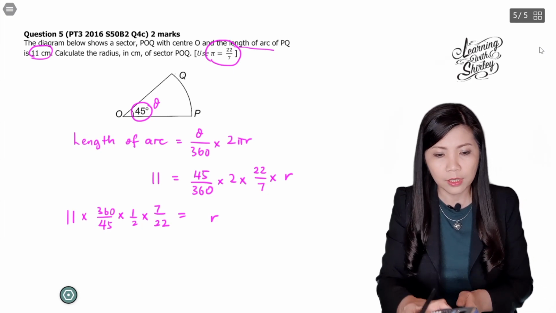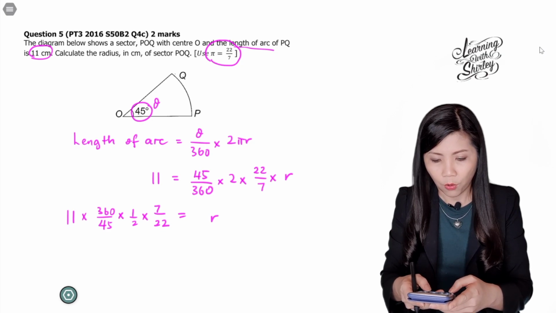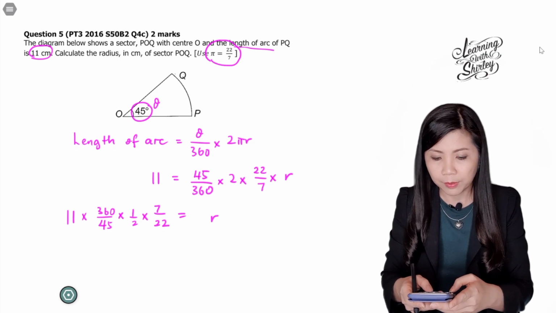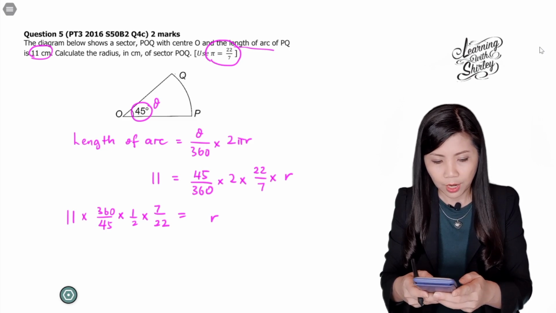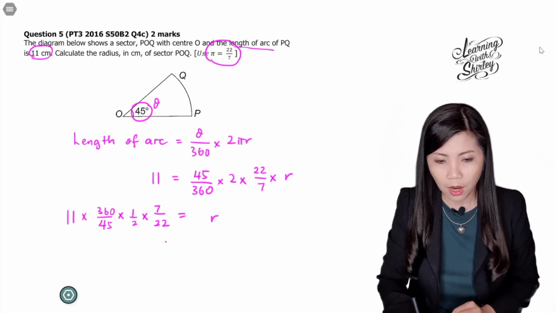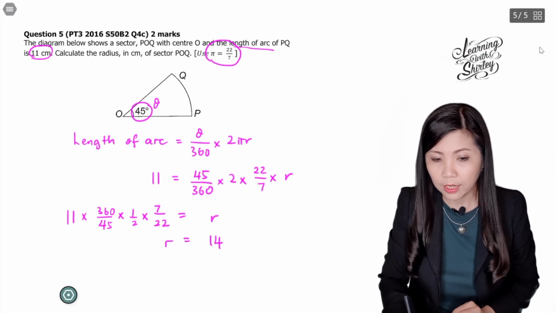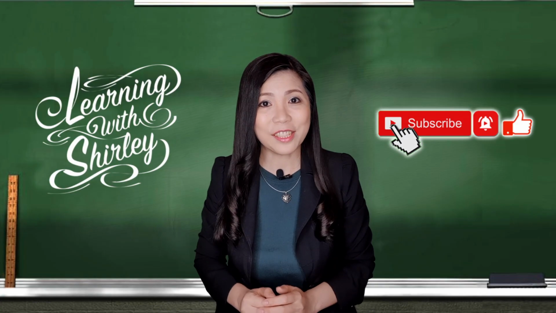Let's calculate this with the calculator. 11 times 360 over 45 times half times 7 over 22. The answer that I've gotten here is 14 cm. So r equals 14 cm. So that's the answer.